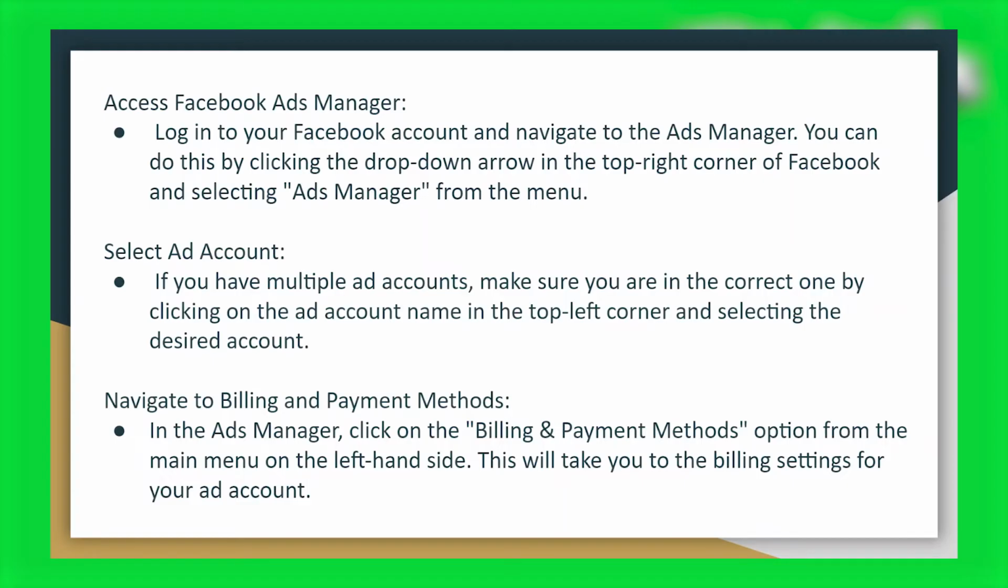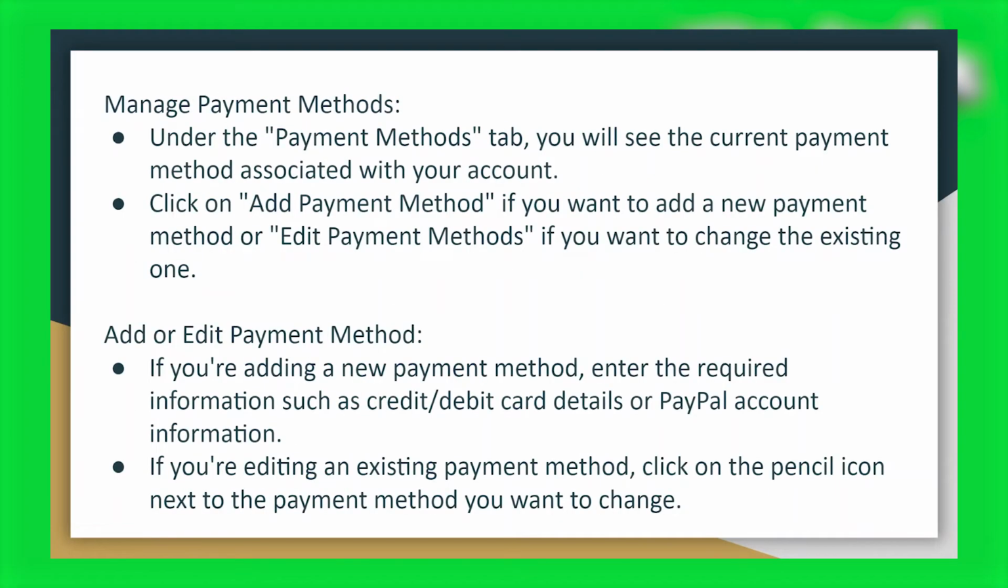In the Ads Manager, click on the Billing and Payment Methods option from the main menu on the left-hand side. This will take you to the billing settings for your ad account. Under the Payment Methods tab, you will see the current payment method associated with your account. Click on Add Payment Method if you want to add a new payment method, or edit payment methods if you want to change the existing one.